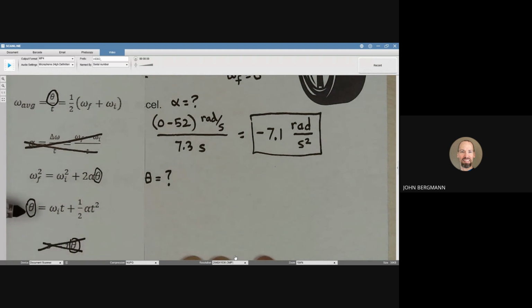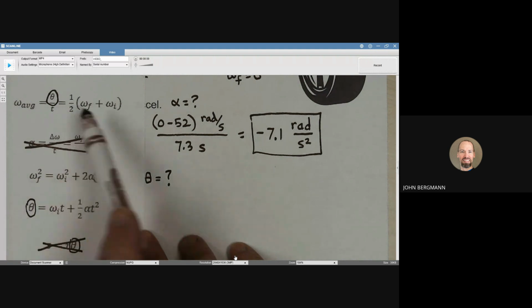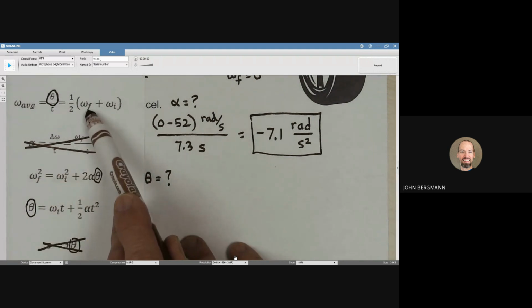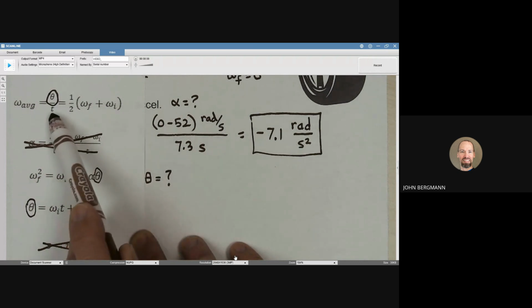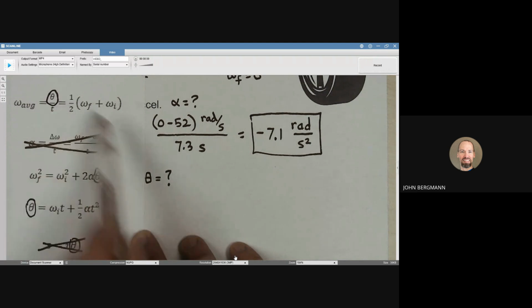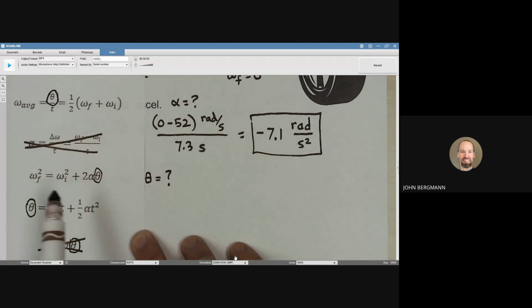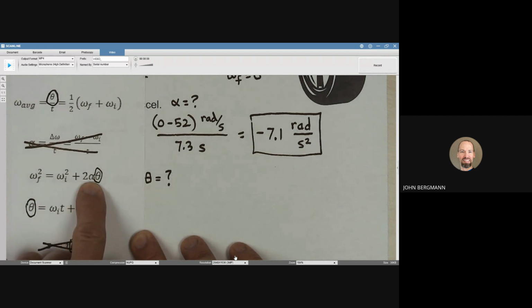So the question is, which of these three should we use? Well, we know the final angular speed, we know the initial, we know the time, so that equation would work. We just found the angular acceleration, and we know the initial and final angular speed, so that equation would work. We know the time, the angular acceleration, and the initial angular speed, so that equation will work as well. It really doesn't matter all that much which of the three you choose.